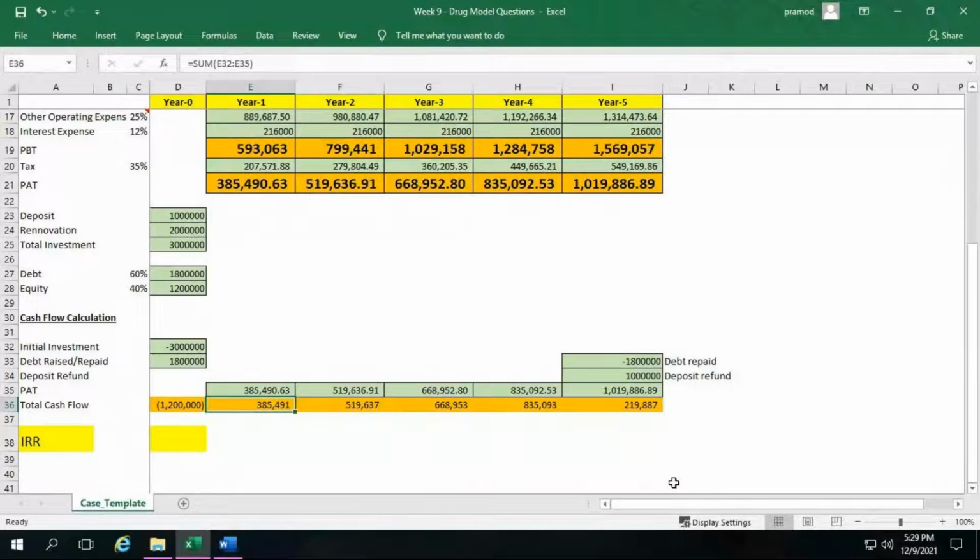Sir, can you please explain about debt repaid and debt for refund again, sir? Deposit refund. Okay.